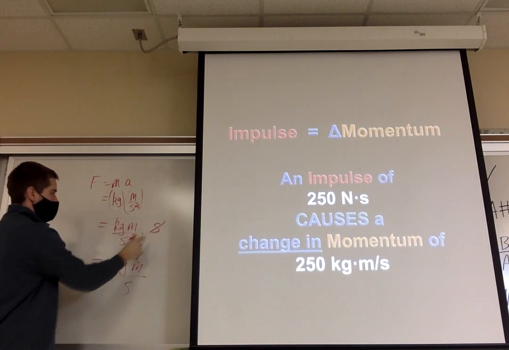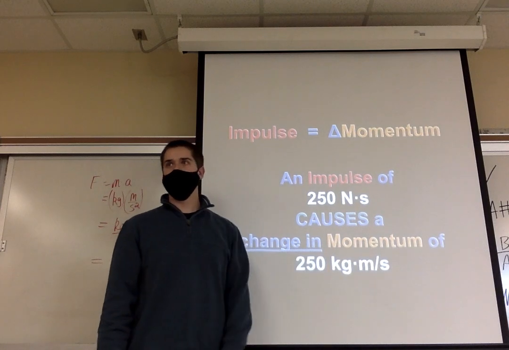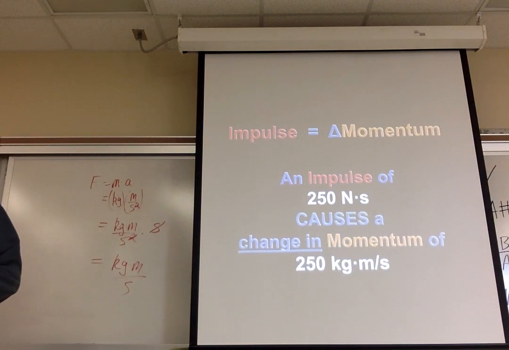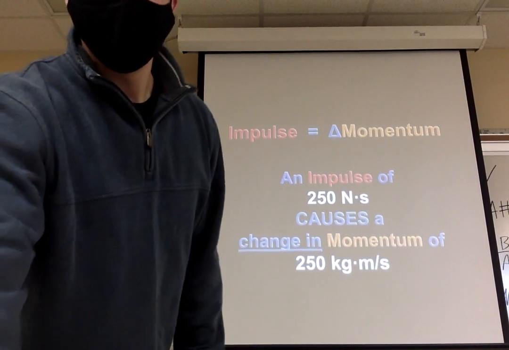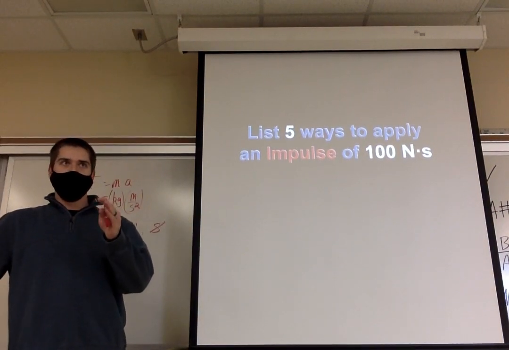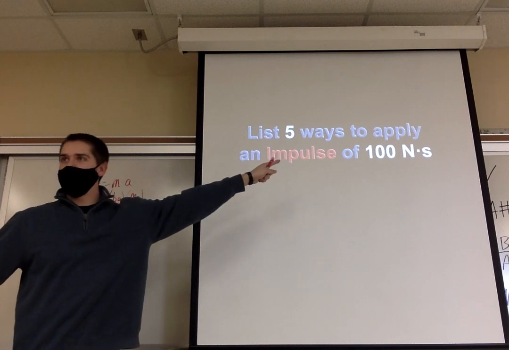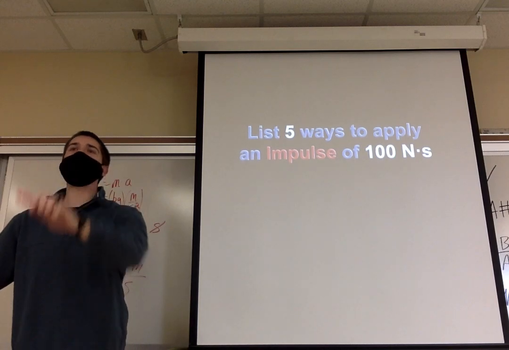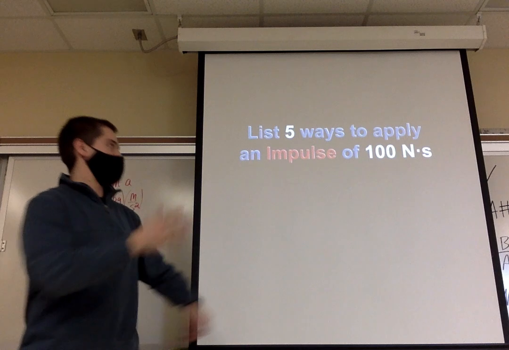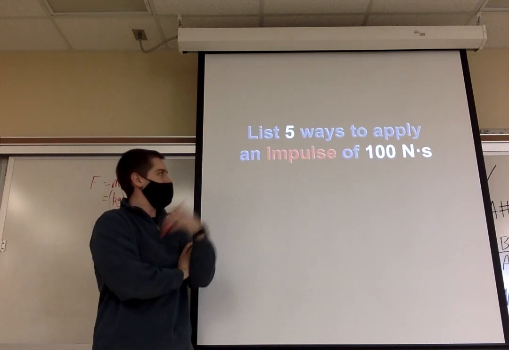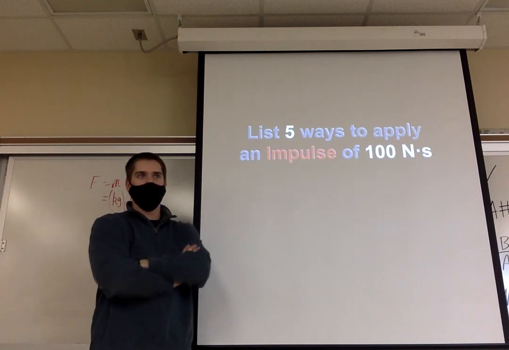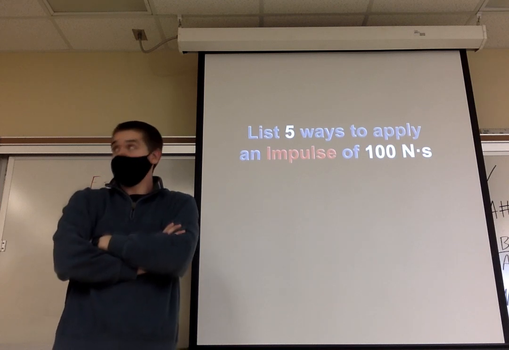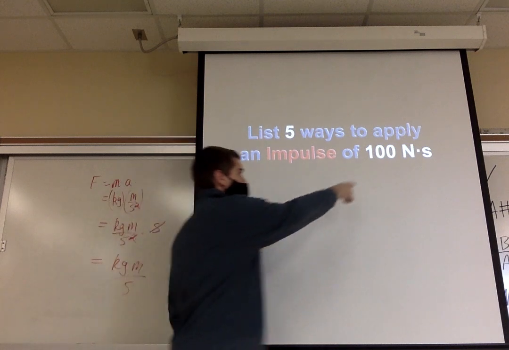Good. Now I want you to stop and think. Are there multiple ways to have the exact same impulse? The answer is yes. Give me the easiest, or an example. How could you possibly create an impulse of 100 Newton seconds? Remember, what is the definition of an impulse? Force times a time. So give me a force and give me a time that multiply out to 100. 20 and 5. Say 20 newtons applied for 5 seconds. 20 times 5, that's 100 Newton seconds. That's an impulse of 100 Newton seconds.